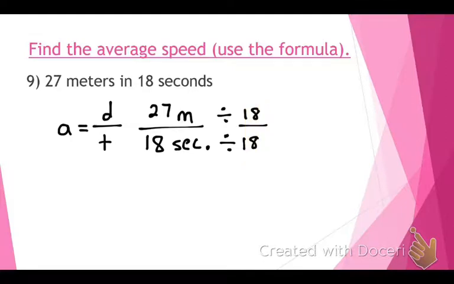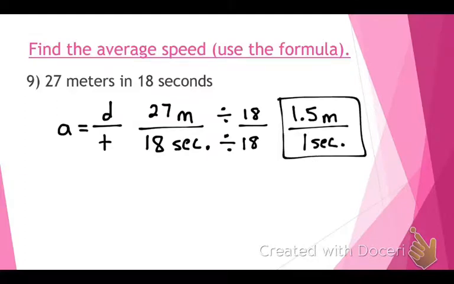So what is 27 divided by 18? 1.5 meters per how many seconds? Per 1 second. So remember, your whole thing is to find the unit rate and to get a 1 in the denominator. So your answer is 1.5 meters per second.